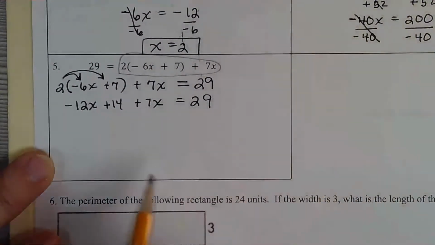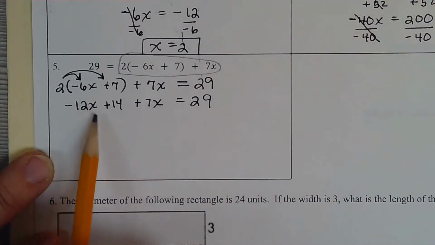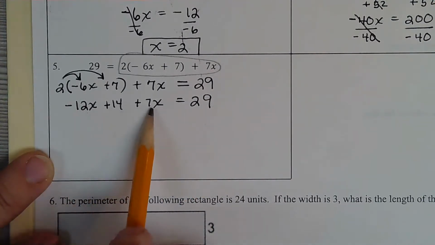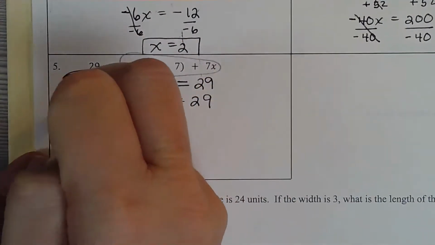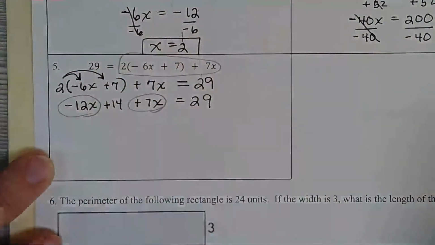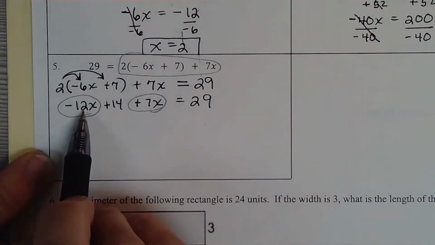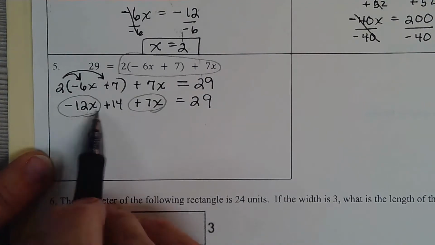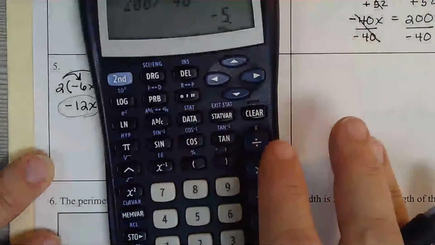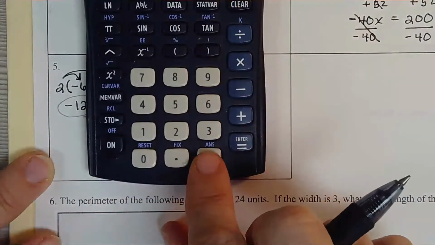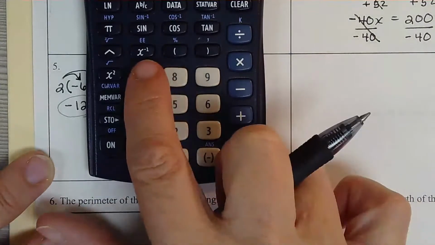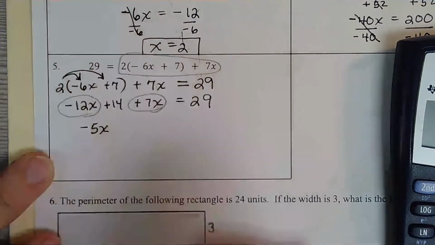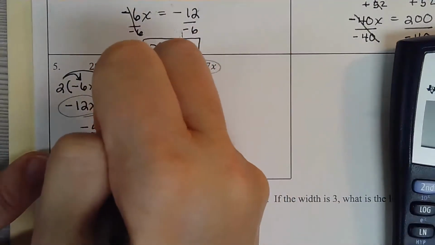Next step, combine like terms. You have 3 terms over here, so we need to combine something before we start doing inverse operations. This term has an x, this term has an x. So we can combine these two terms because they are like terms. We're going to combine the numbers out in front of the x. Those are called coefficients. Negative 12 and 7 are coefficients. Negative 12 plus 7 is what I want to do. Negative 12 plus 7 is a negative 5x. Bring down your plus 14.